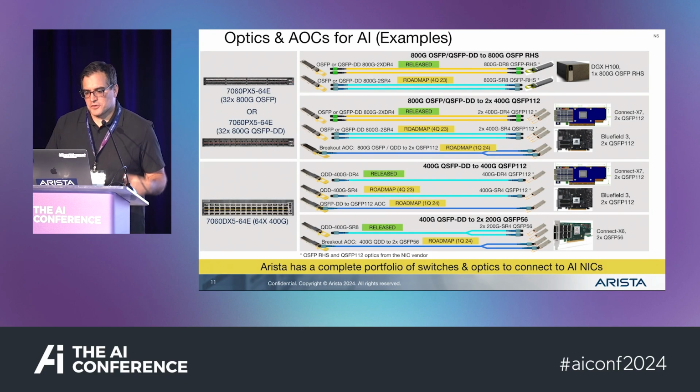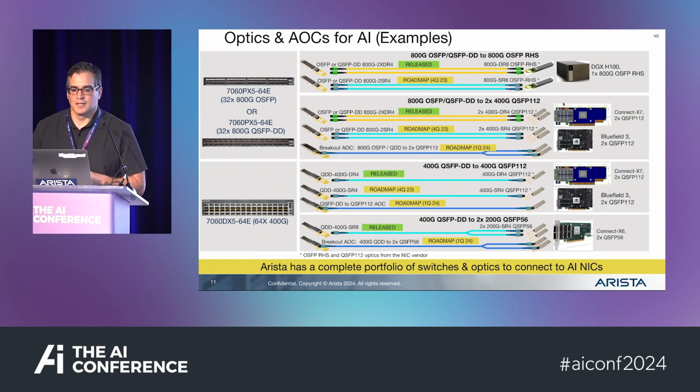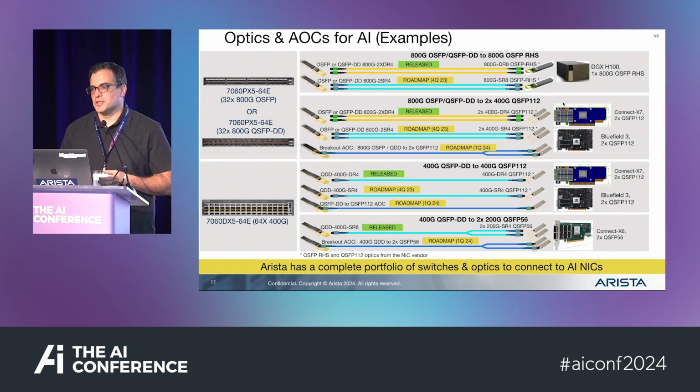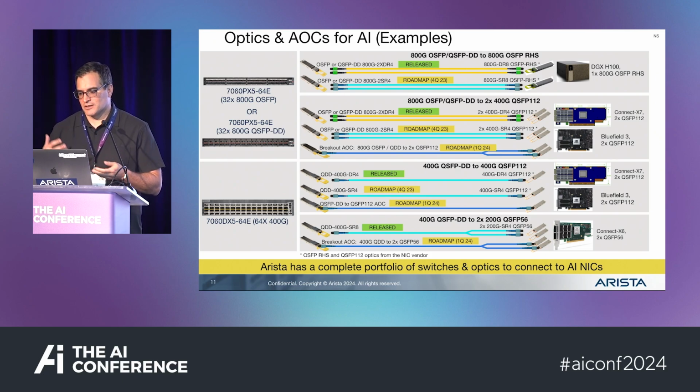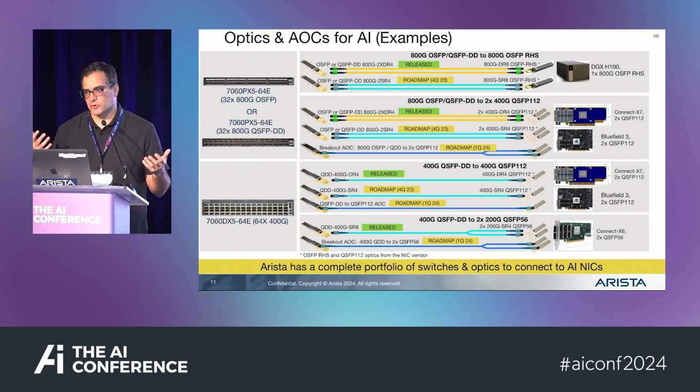And the other important thing is on the optics side, so the transceivers to interconnect between our switches, which would be shown on the left here, and then the NICs or the GPU systems, which are shown on the right. So how do we achieve 400 gig? How do we achieve 800 gig connections between our switches and those systems? We have a lot of detail here, and we've got a full portfolio of that equipment as well.